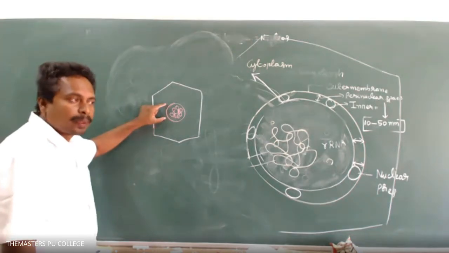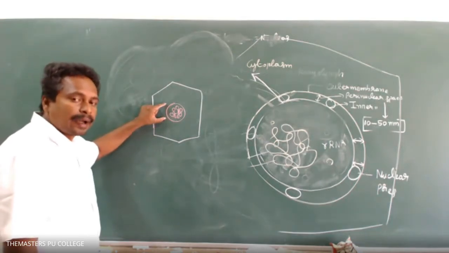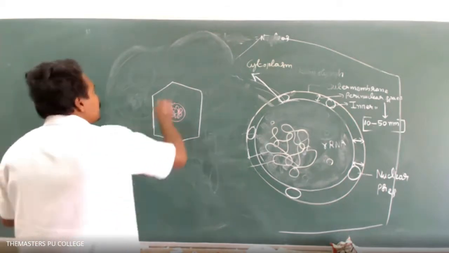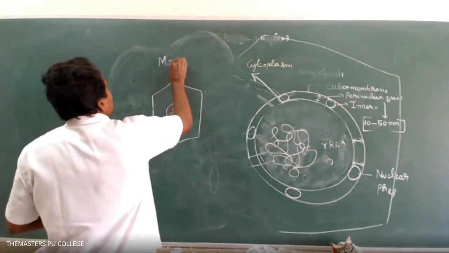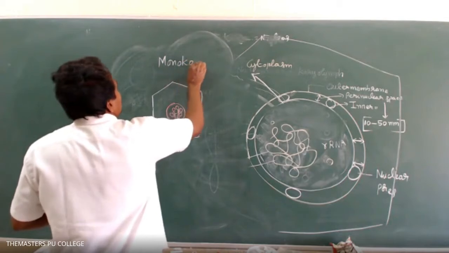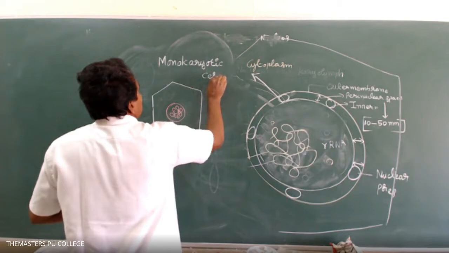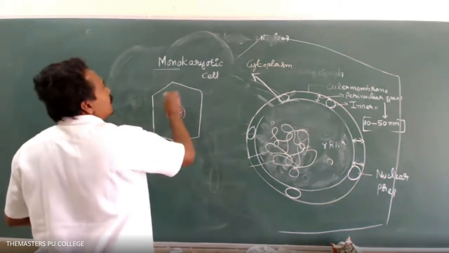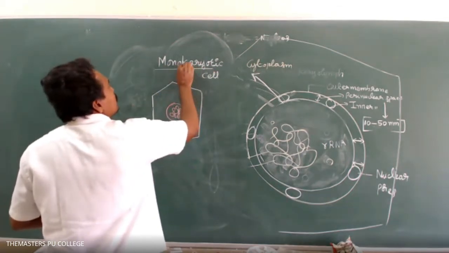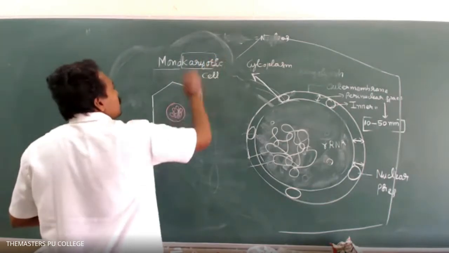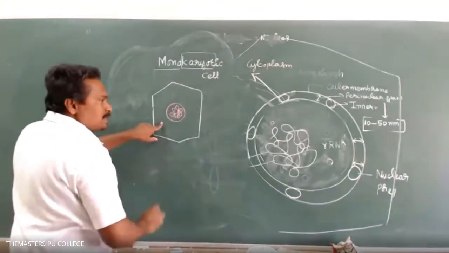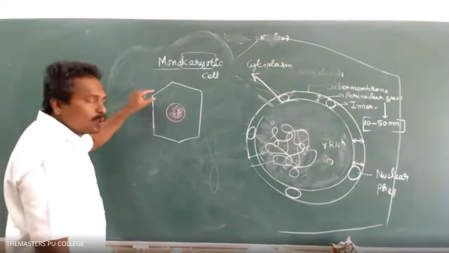Mono means single, or unikaryotic cell. Monokaryotic. Mono means one. Karyon means, what is the meaning of karyon? Nucleus. So one nucleus present in a cell is called a monokaryotic cell.